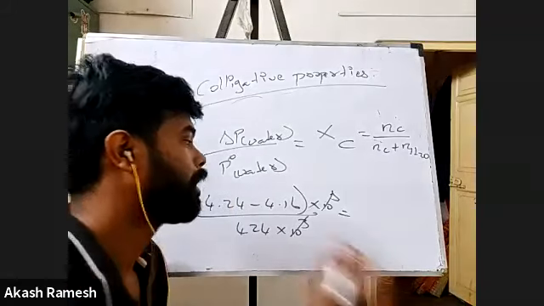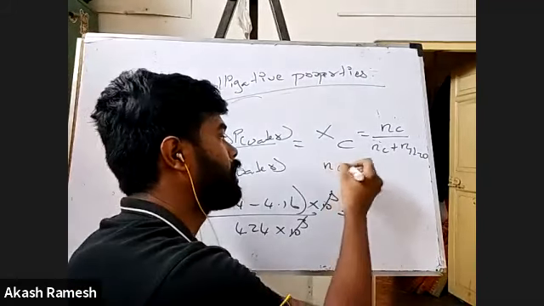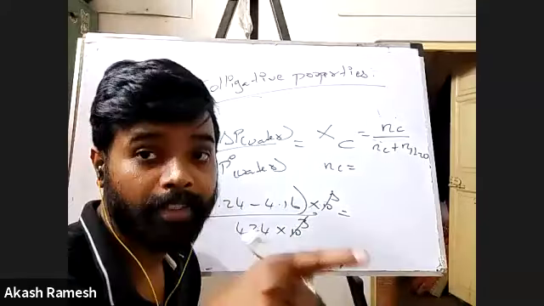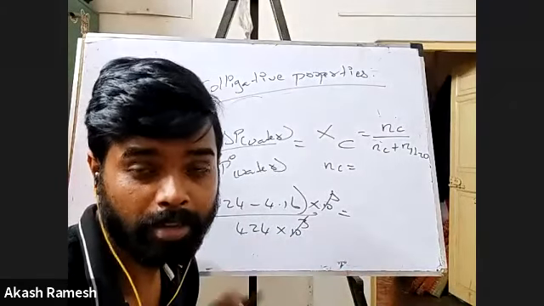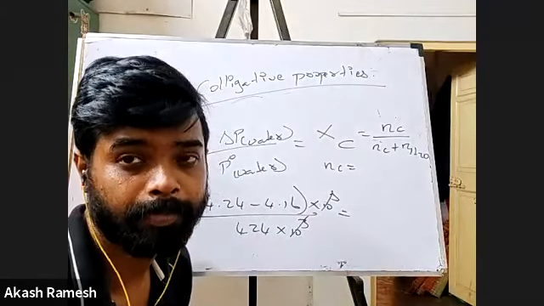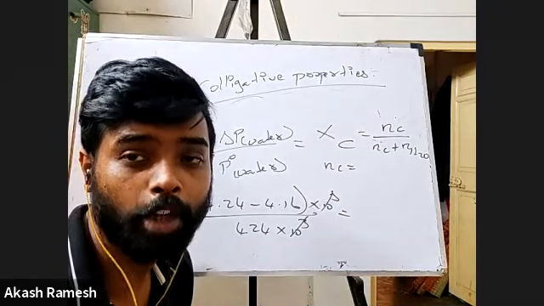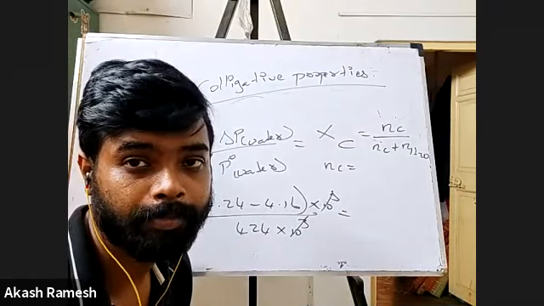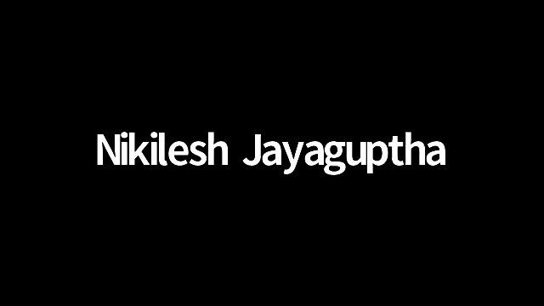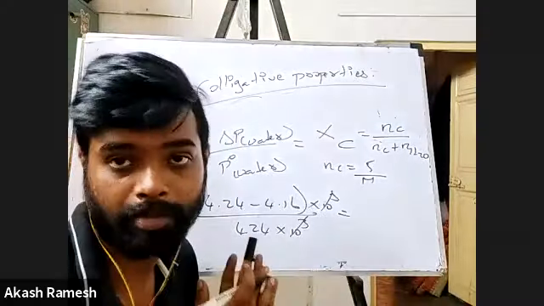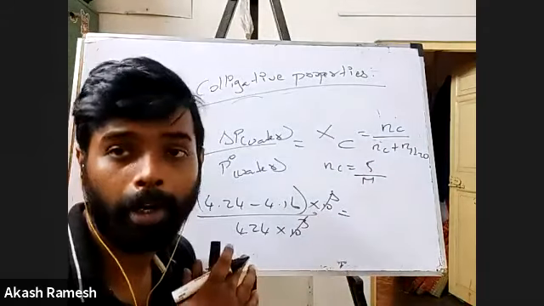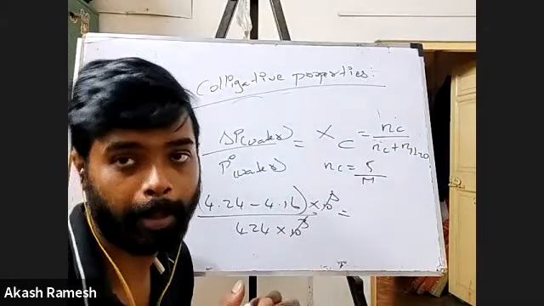Now how will you find the number of moles of C? Number of moles of C is given mass by molecular mass. What is the given mass of the compound in the question? 5 grams. So 5 divided by the molecular mass, which I don't know, and that's what we need to find.